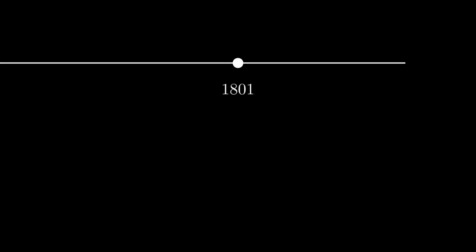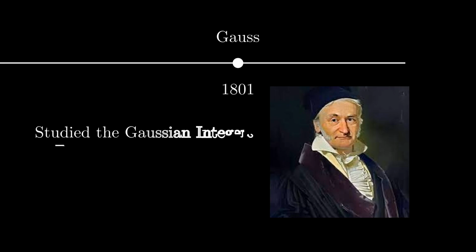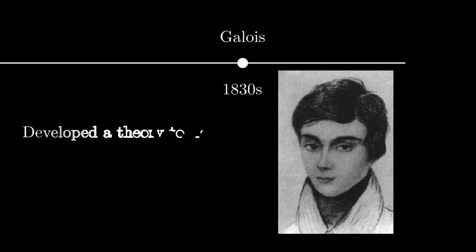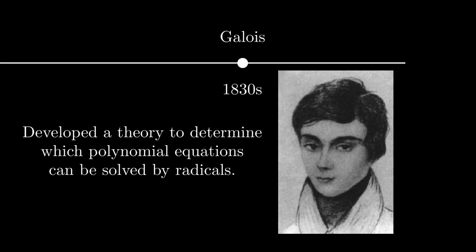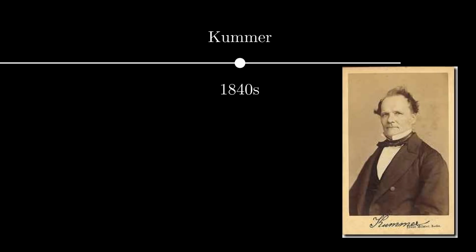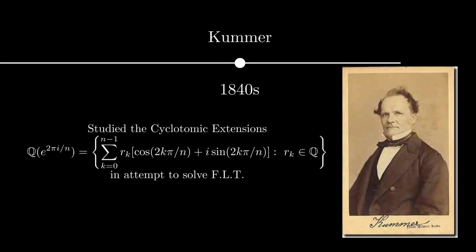Among the many things German mathematician Gauss did, he studied the complex numbers that have integer coordinates, from which he obtained information about factoring that aided mathematicians' quest to prove Fermat's last theorem. In the 1830s, French mathematician Galois developed a theory that was later used to prove that polynomial equations of degree 5 or higher could not be solved via formulas similar to Brahmagupta's or the Italians'. In the 1840s, German mathematician Kummer studied the cyclotomic extensions of the rationals and further developed the theory of factorization in the direction of Fermat's last theorem.